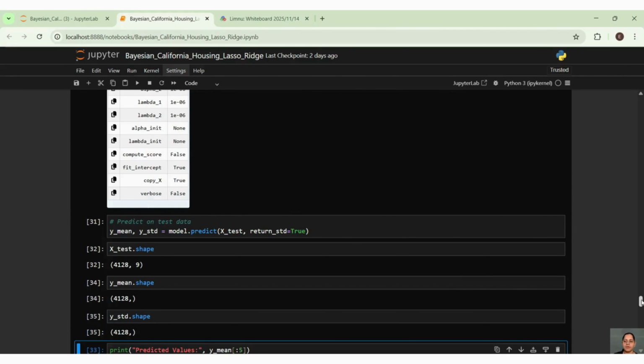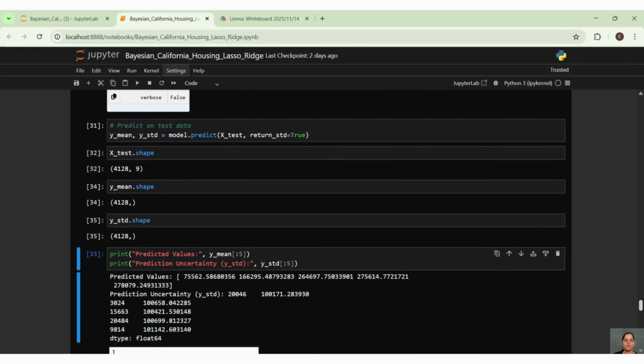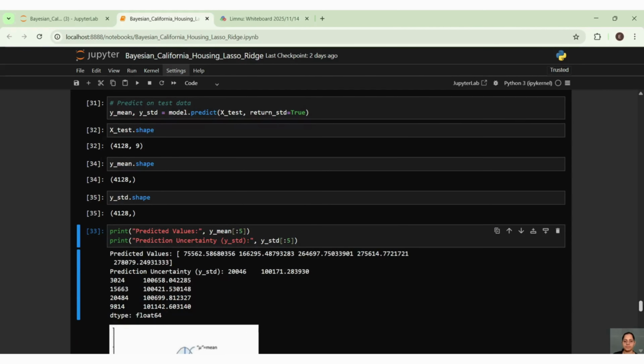So you can see that for each value, you will be seeing how it is behaving with the mean line and the standard deviation. You should be able to see that. However, I have taken just five values just to understand how it behaves. So here you can see that these are my mean values after getting trained: 75562, 1, then 1669295, then 264, then 275, then 278.